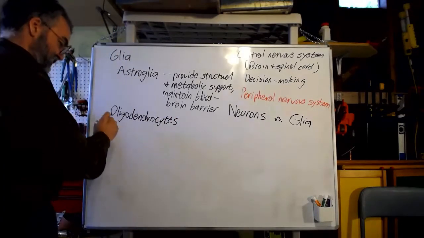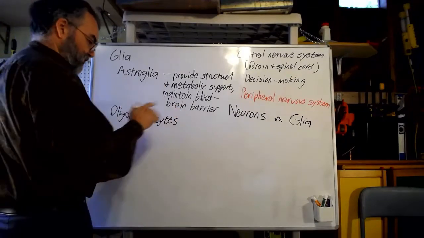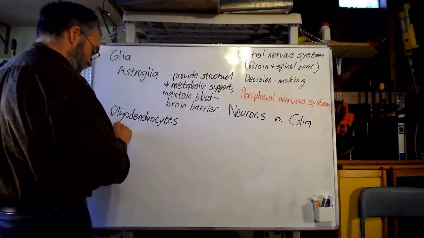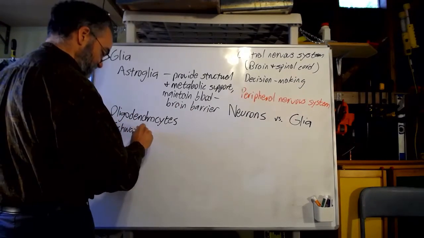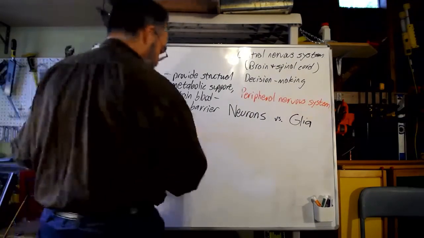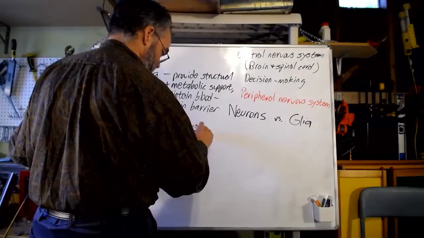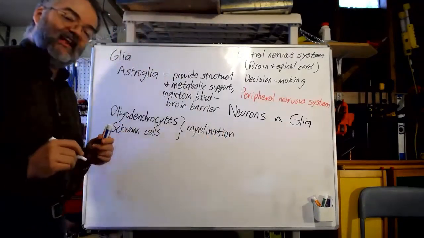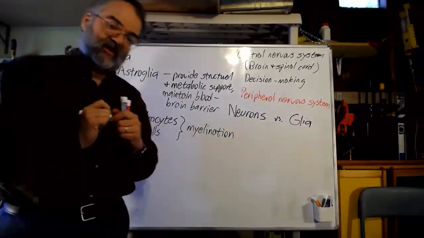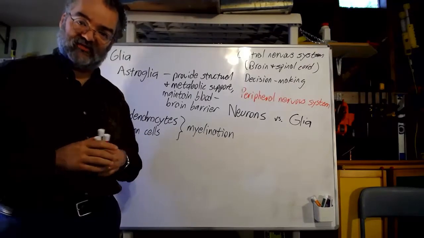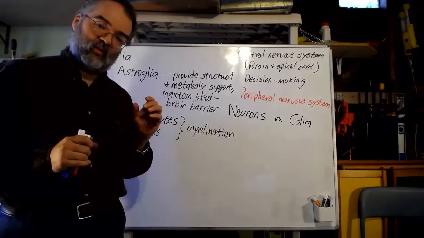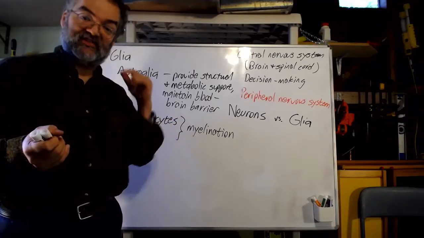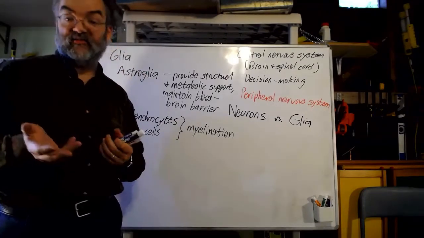So oligodendrocytes, and a similar thing in the peripheral nervous system called Schwann cells. One of their main functions is myelination, which is something you'll learn about when we talk about the propagation of action potentials. It's a modification to what we call axons, which are part of nerve cells, that speeds up how quickly signals can be transmitted.